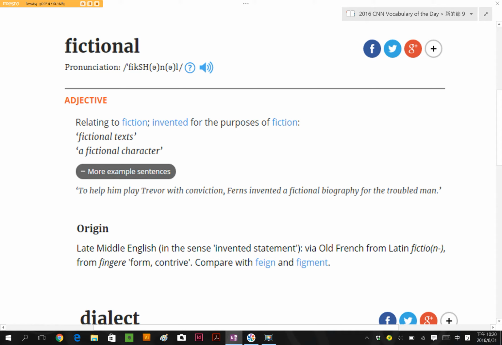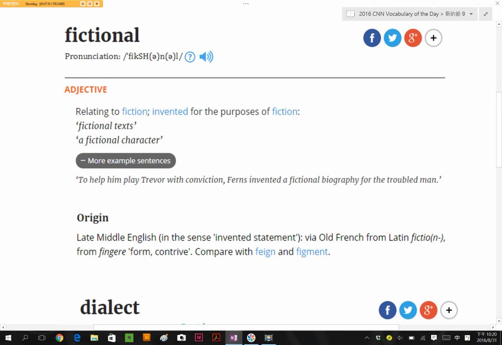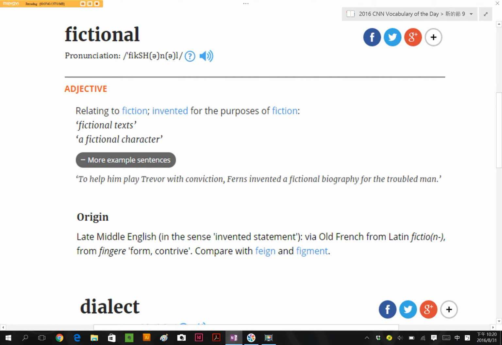Fictional. Adjective: relating to fiction, invented for the purposes of fiction. Fictional taxes. A fictional character. More example sentences: To help him play Trevor with conviction, first inventing a fictional biography for the troubled man.